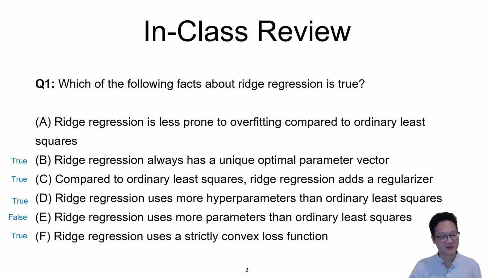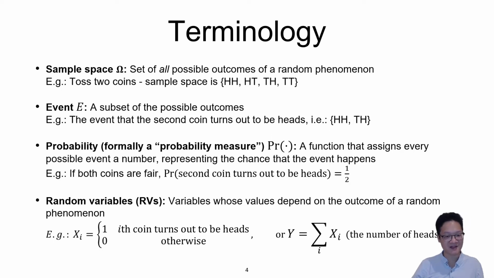And the whole point of ridge regression is to penalize large values of W, which can be a sign of overfitting. So yes, ridge regression is less prone to overfitting compared to ordinary least squares. Okay, so hopefully you got most of that. And now we're going to continue on to probability review. We're going to start with the very basics, but then go over things pretty quickly.